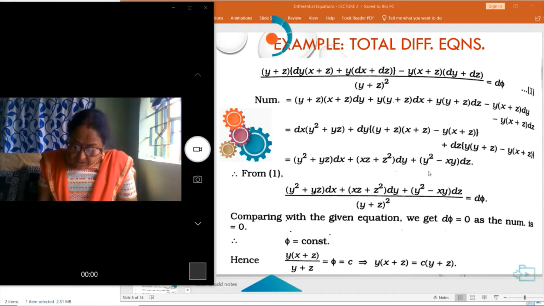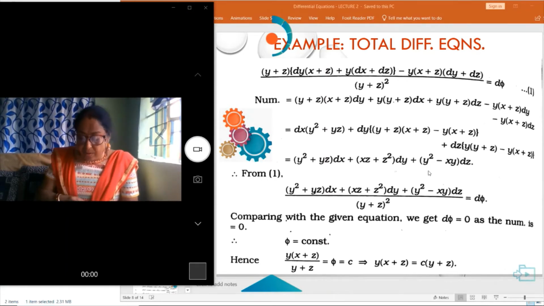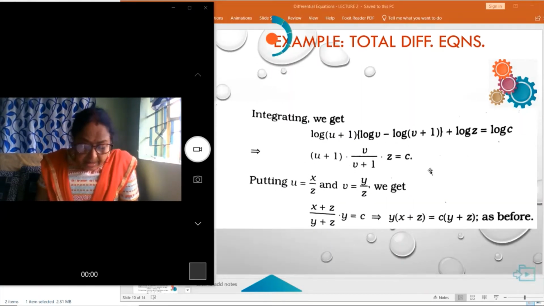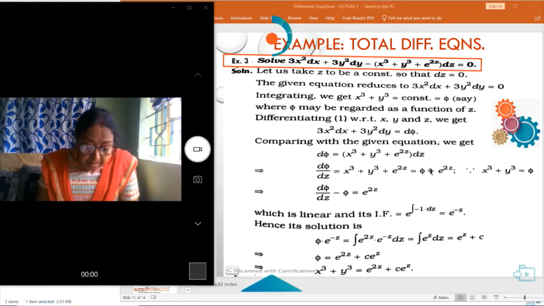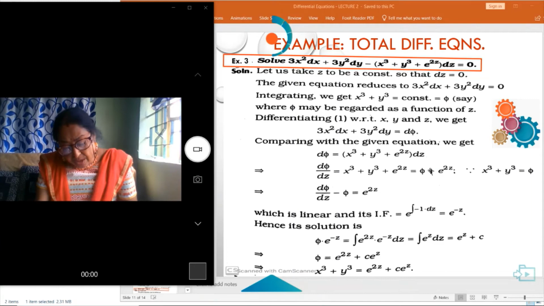So here phi is constant, hence y into (x plus z) divided by (y plus z) is equal to phi, constant, hence the result. So method 2 you can follow. The method 2 is given on your screen. Next, solve 3x square dx plus 3y square dy minus (x cube plus y cube plus 2e to the power 2x) dz is equal to 0. Here also we take dz is equal to 0.